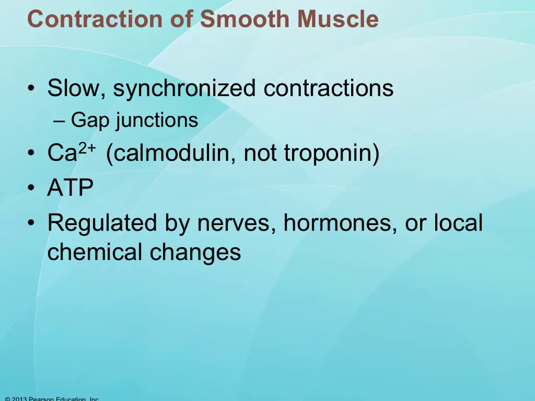The smooth muscle contracts with a different mechanism compared to the skeletal muscle. The smooth muscle contracts slowly and also asynchronously. For the skeletal muscle, it contracts fast and also asynchronously to prevent fatigue, if you recall our previous class.